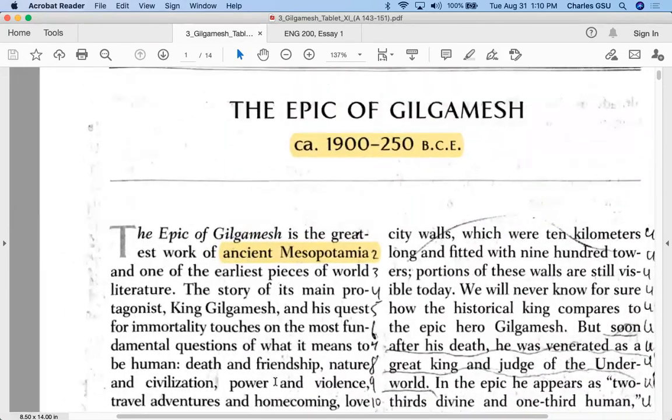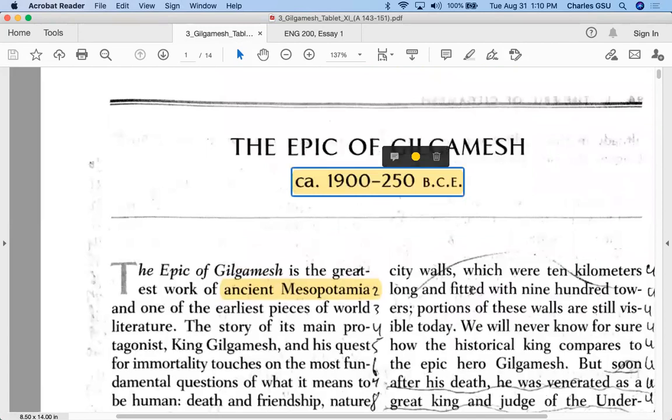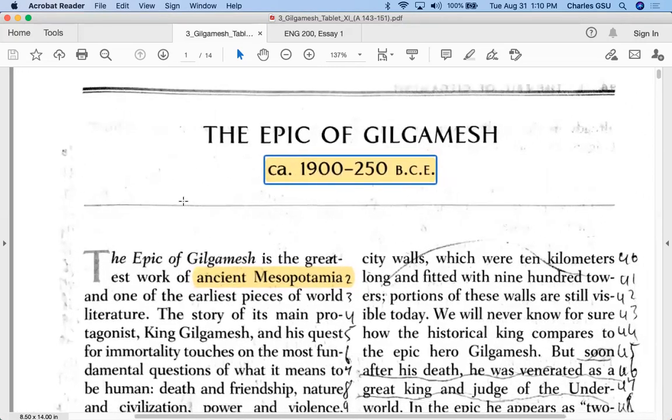So the Epic of Gilgamesh, notice they say here c. or ca. is the abbreviation for the Latin phrase circa, or approximately. So circa 1900 to 250 BCE. Remember that BCE is not BC, before Christ, but BCE is before the Common Era, which is typically how historians, literary scholars, and archaeologists now date things in ancient times.